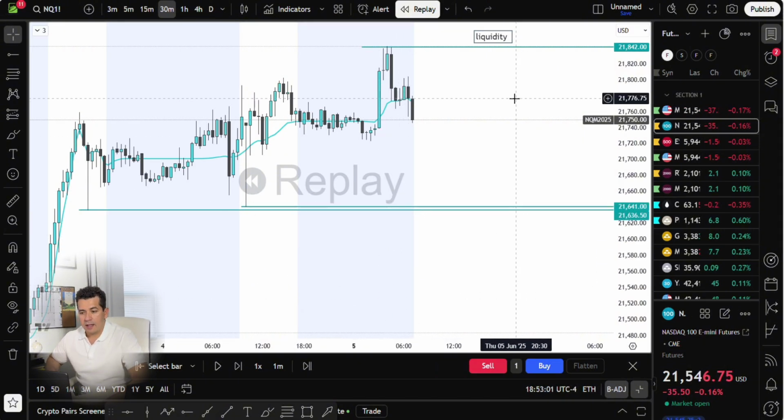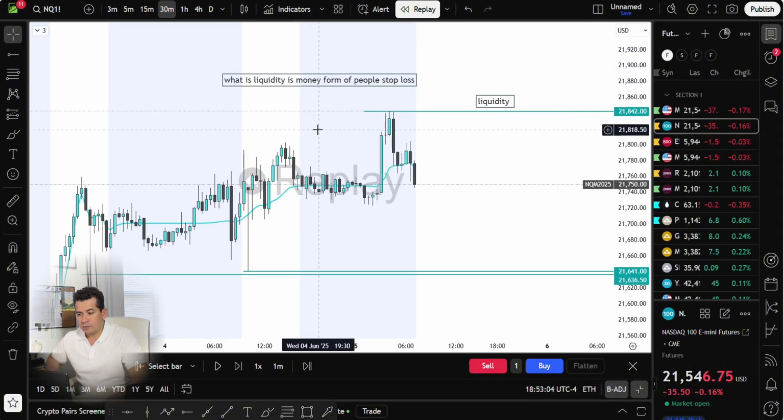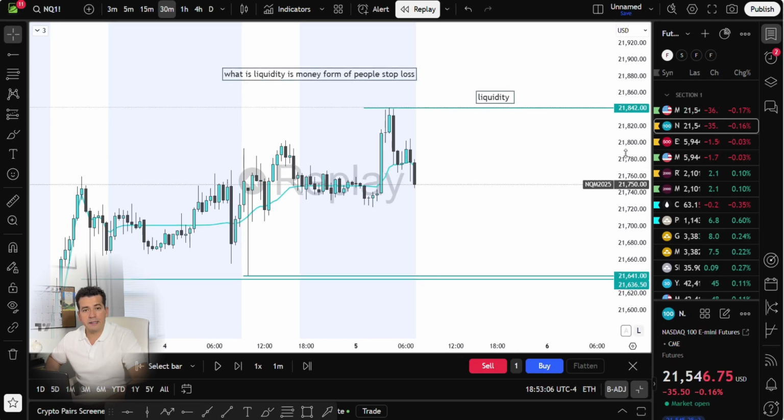It's really important you keep this in mind. Mark this down every day when I'm trading. I'm marking every single area of liquidity, because after you identify the trend direction, you identify the liquidity areas. Those are the first two things I do.